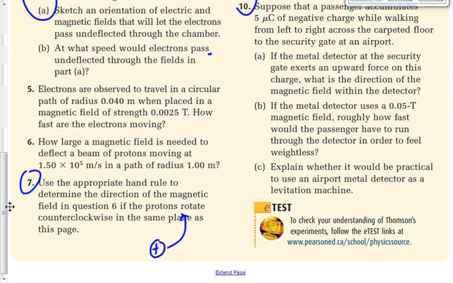What if you had looked at it at the top of the circle here instead of the bottom? Then we would say thumb to the left. Palm points downward in the direction of the force. Okay, fingers still point into the page. So it doesn't matter where you look at the position of this proton, you're still going to get the same answer for the direction of the magnetic field.